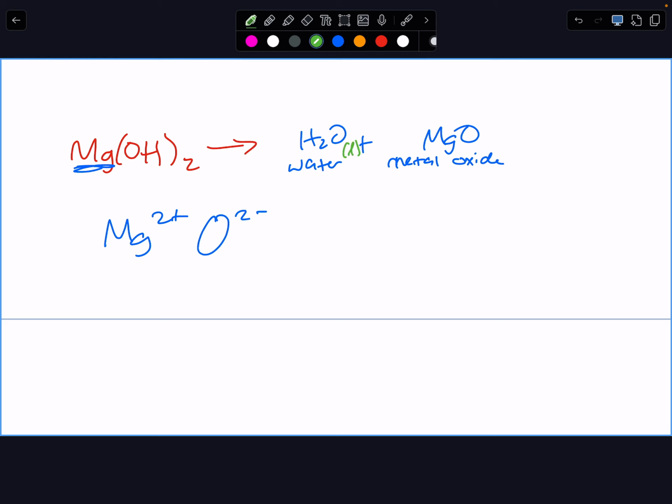Water, liquid. This one, solid. It's a solid because of metal oxide. That's not on the table. Does that make sense?